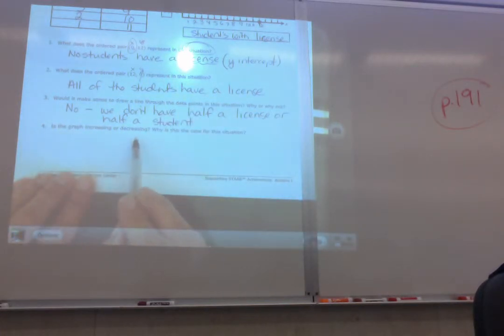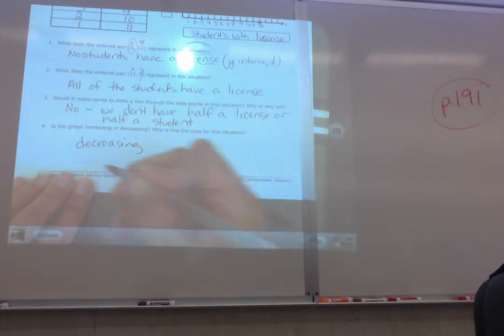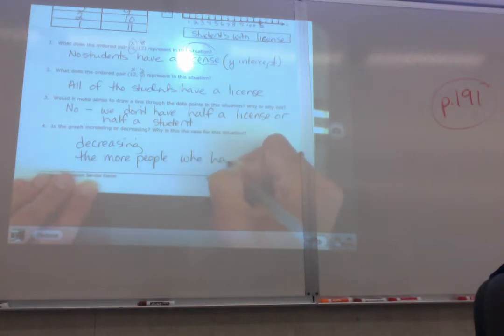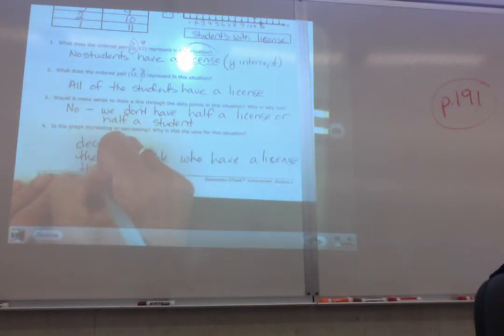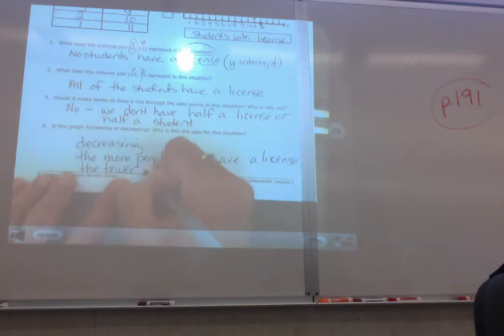Is the graph increasing or decreasing? Decreasing. Why is this the case for this situation? What does it mean, decreasing? The more people who have a license, the fewer people who don't.